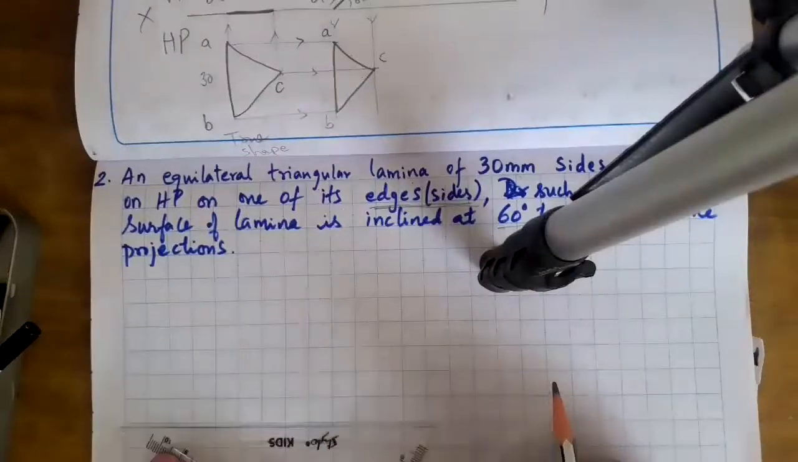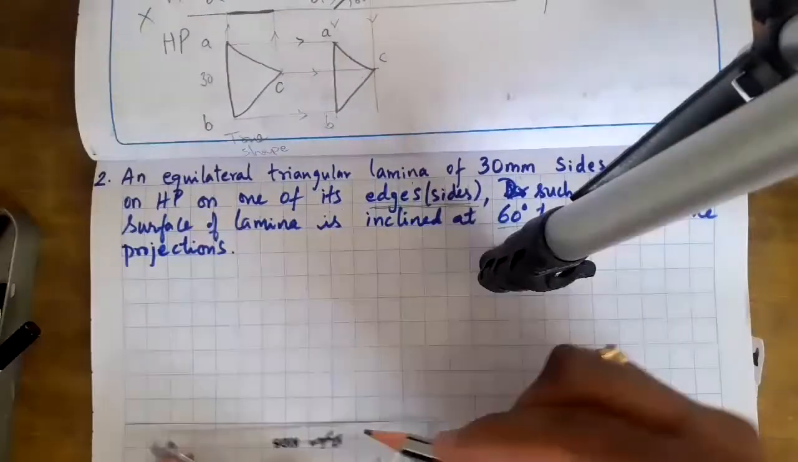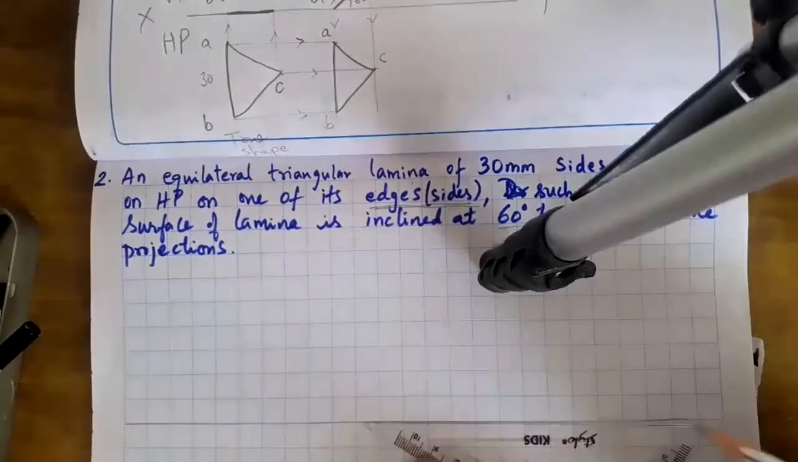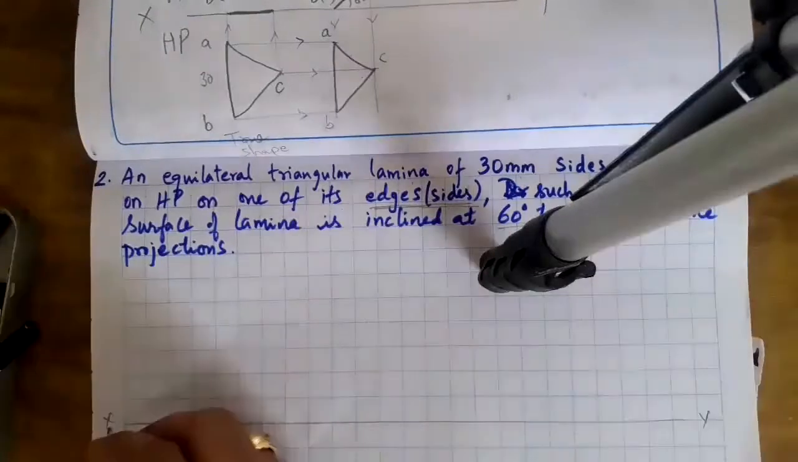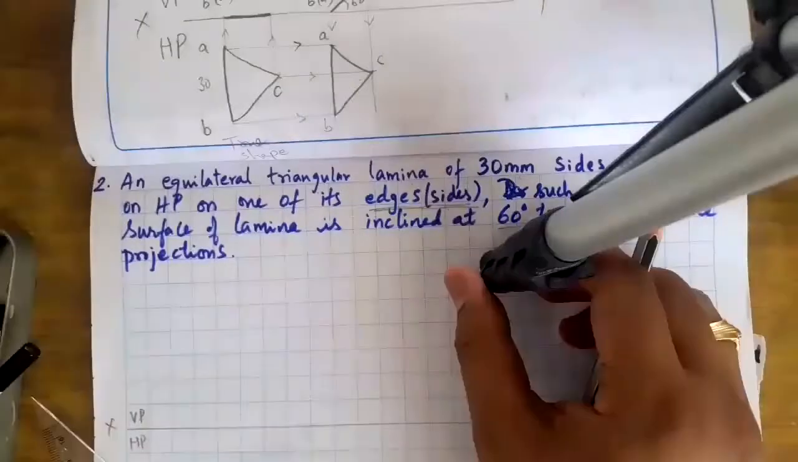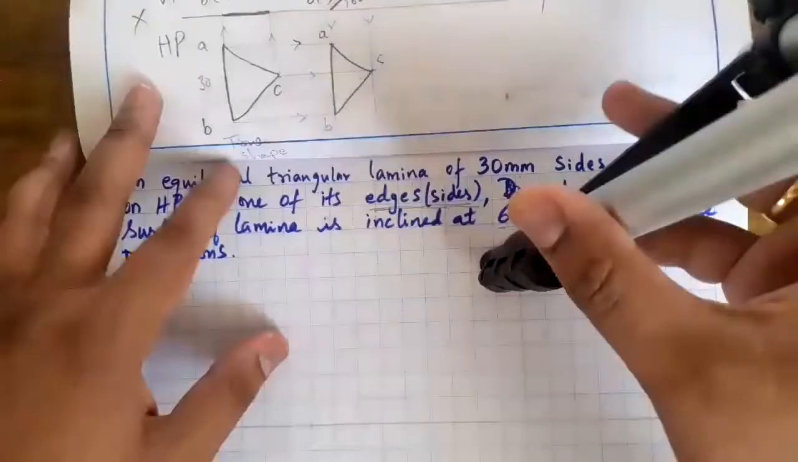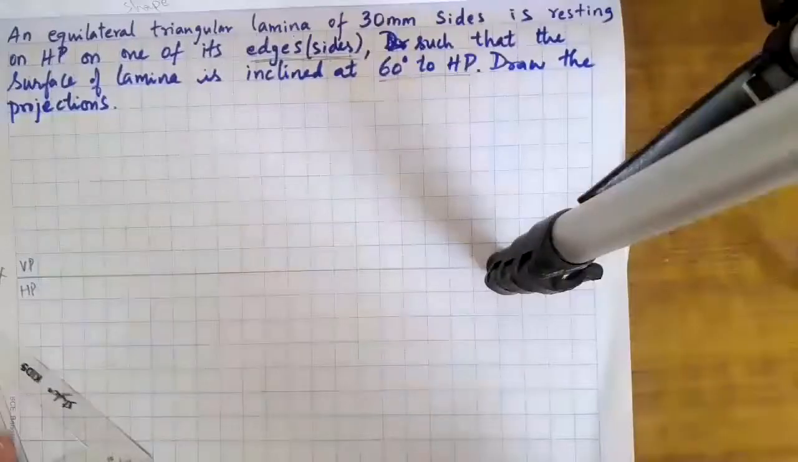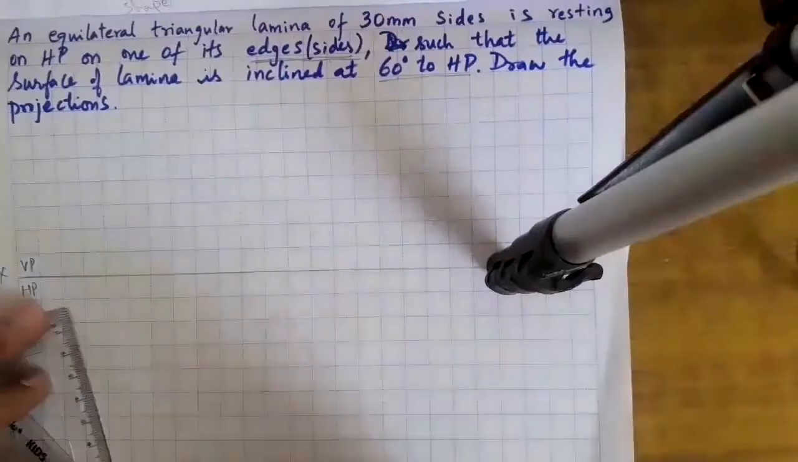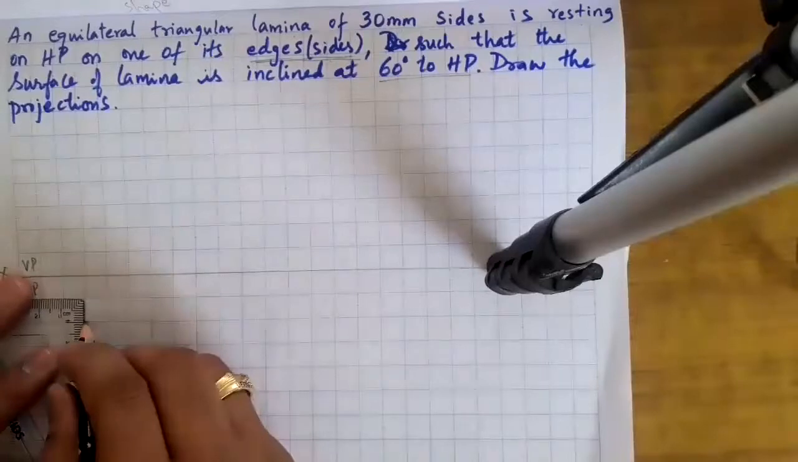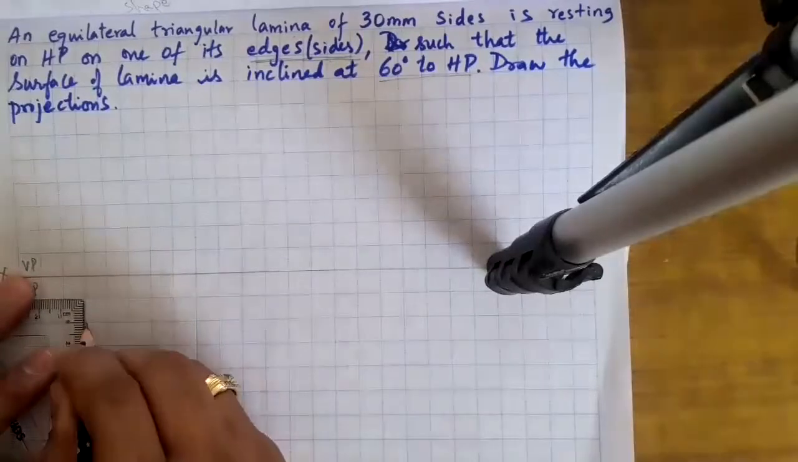I'll draw an XY line. XY and VP. I've drawn this XY and VP as such. Next, 30 mm side, I'll draw a line which represents an edge for 3 boxes. Directly I've drawn a line here for 3 boxes.